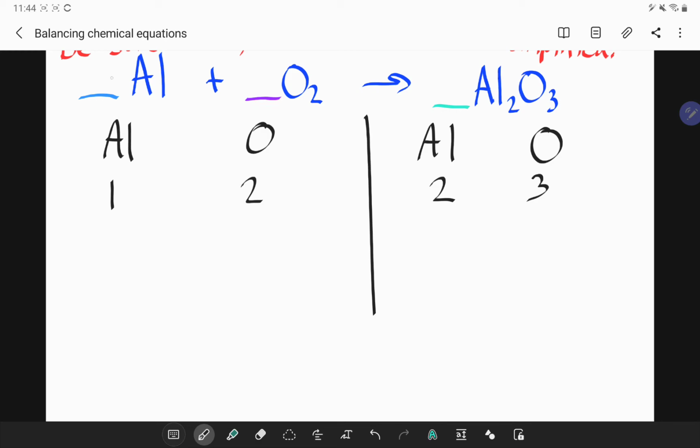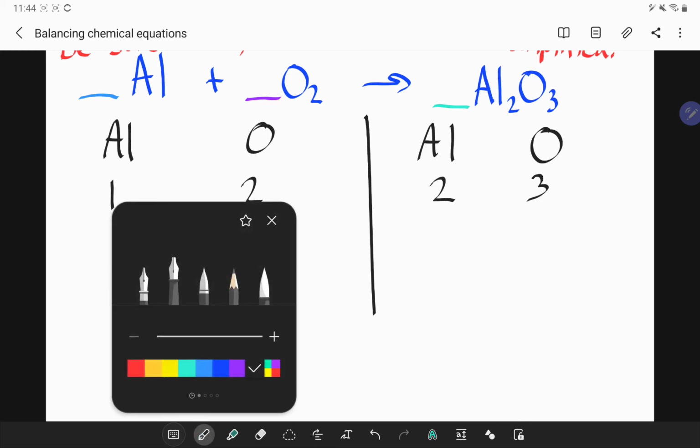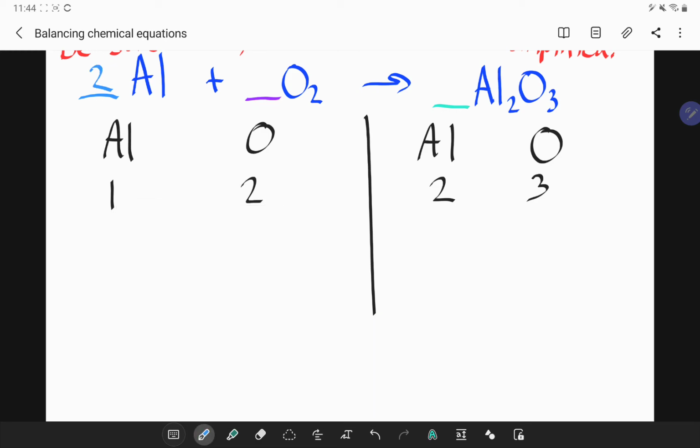If I put a 2 here, a 2 here, aluminum is now balanced. Oxygen is still not balanced though. I have to figure out what number can I add here? What times 2 equals 3? Well, wait a second. There isn't a whole number times 2 that equals 3. So I get stuck here. I could do that previous method on adding a decimal, but maybe that's confusing to me. Let's do a different method.